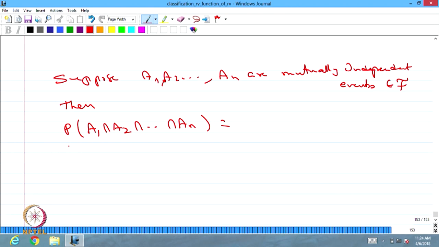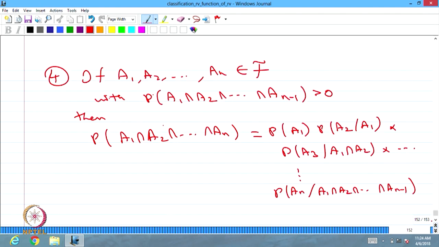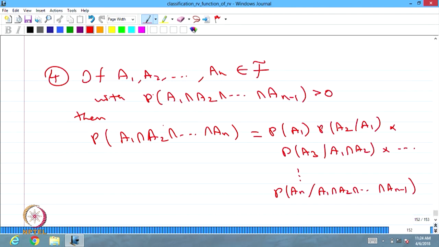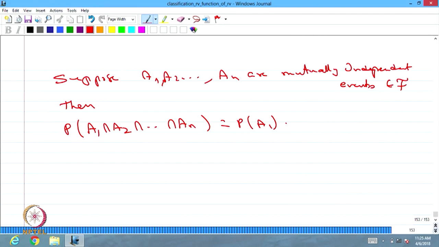P of A1 intersection A2 intersection up to An is the same as, looking at the previous result, first P of A1, then P of A2 given A1. Since A1, A2, up to An are mutually independent events, the conditional probability of A2 given A1 is going to be the probability of only A2. Similarly, probability of A3 given A1 intersection A2 is again going to be probability of A3, and so on. The last one is P of An. That means if events are mutually independent, then the intersection probability is the same as the product of individual probabilities. This can be proved also, but I am just using that result.